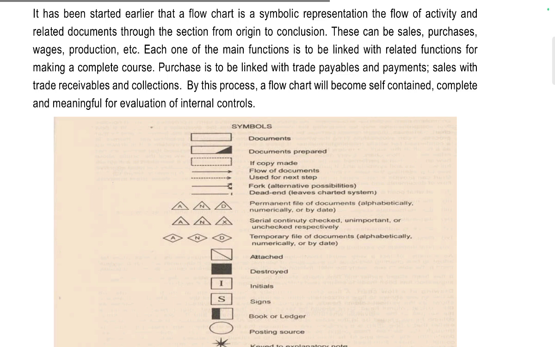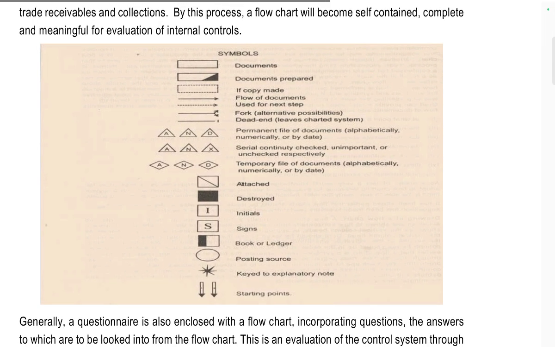By the flow, the workflows became self-aware, meaning the evolution of internal control. Document repair, copy made, flow document using a type of fork, alternative possibility. File documents in alphabetical order, serially continue to check the importance.